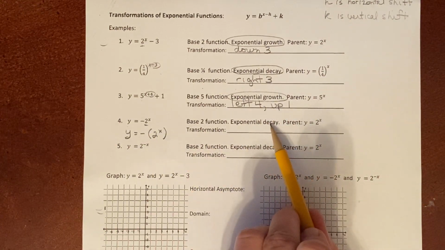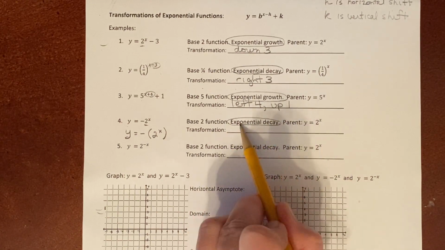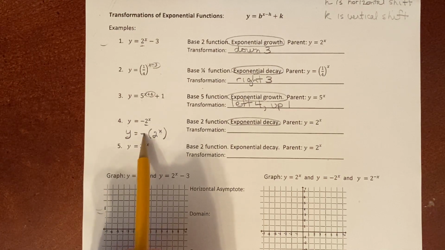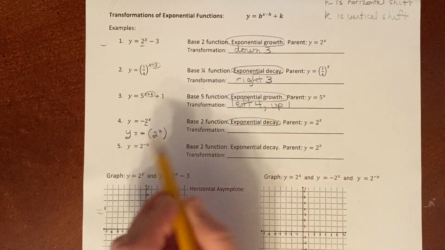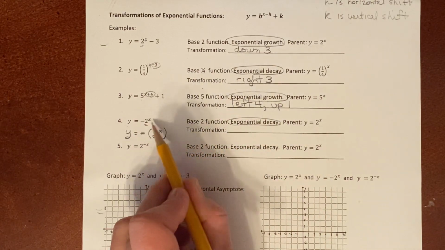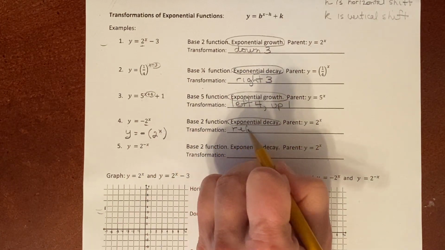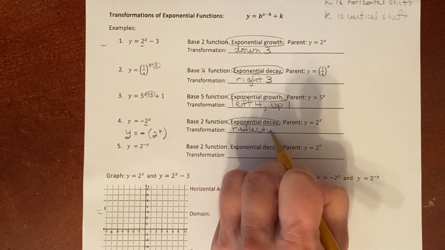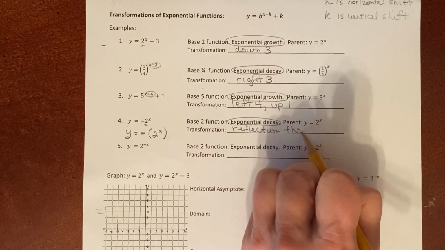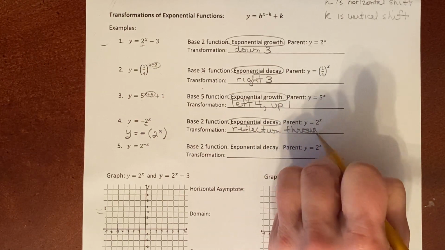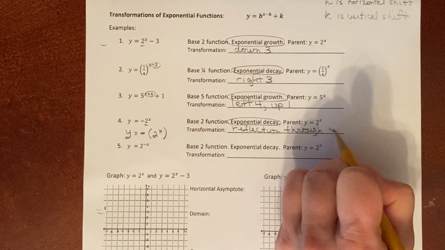It's called a decay, even though we have a positive base bigger than 1 and a positive x, because this negative out front has the effect of making the graph of 2 to the x reflect through the x-axis. If we have a reflection through the x-axis, that's no longer going to be growth, it will be decay. We'll be graphing this one in a minute. So, reflection through the x-axis.